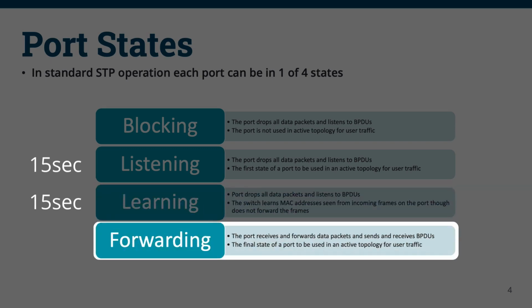Finally, in a forwarding state, the port is fully operational and forwarding traffic, and of course, it is still processing BPDUs. This is the final and stable state for a port. It will stay in forwarding state until the topology changes such that it becomes blocked. You might be thinking, 30 seconds to transition a port to forwarding state after a topology change? That's slow. And you are absolutely correct.